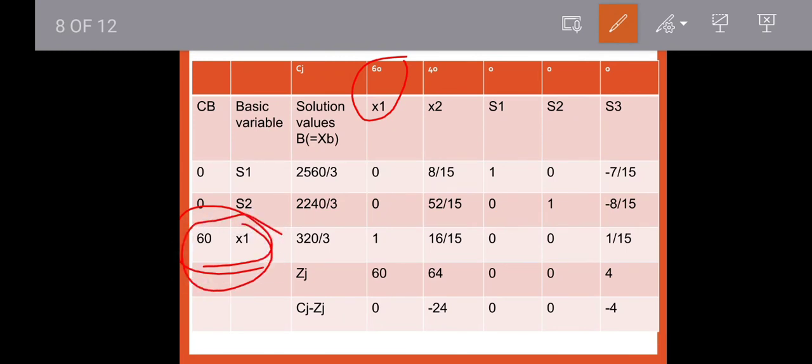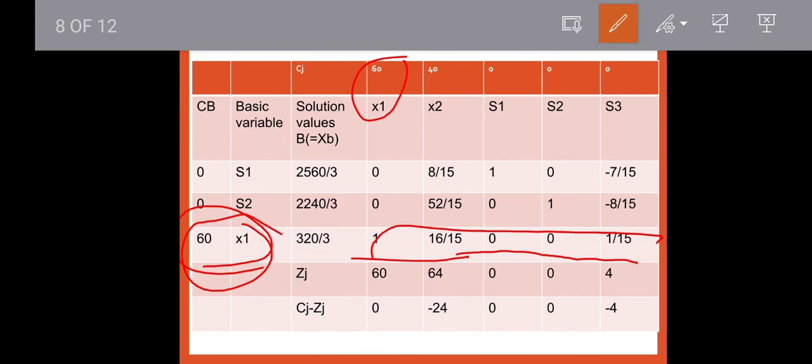Now we need to calculate the rows. First the X1 row. Here the X1 row contains 15 divided by 15 equals 1, then 16 divided by 15 equals 16 by 15, then 0 divided by 15 equals 0, then 0 divided by 15 equals 0, then 1 divided by 15 equals 1 by 15. We did the X1 row.